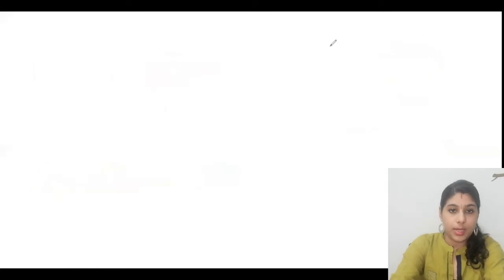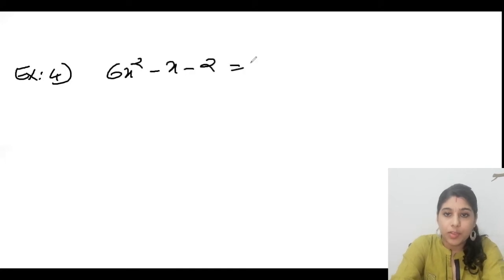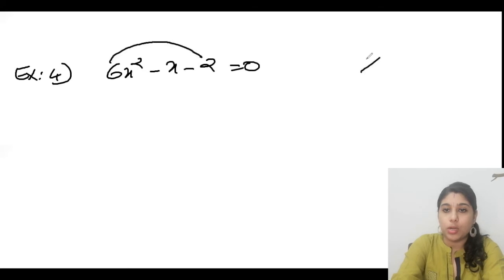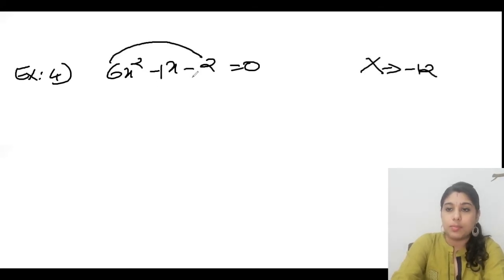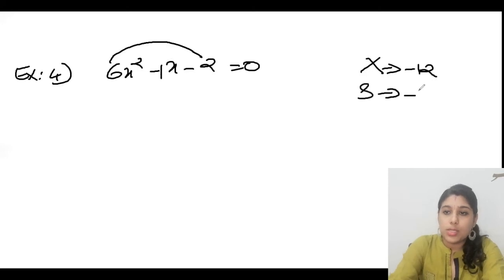Next, example 4. Find the roots of the quadratic equation 6x square minus x minus 2 is equal to 0. So same way we can do 6 and negative 2. So the product should be negative 12. And the sum is minus 1x, so sum will be minus 1. So sum should be minus 1 and the product should be negative 12.